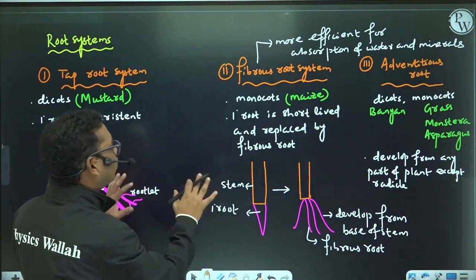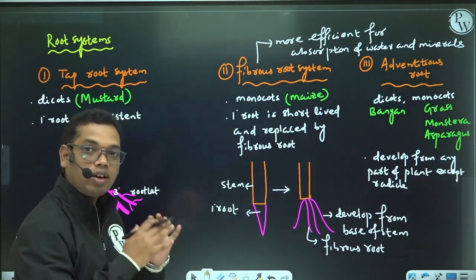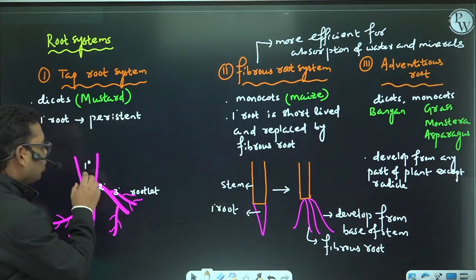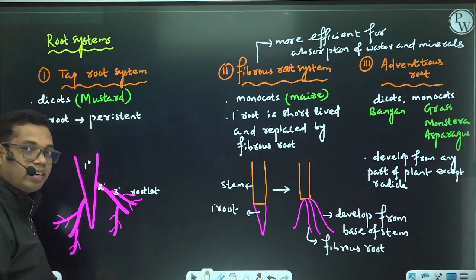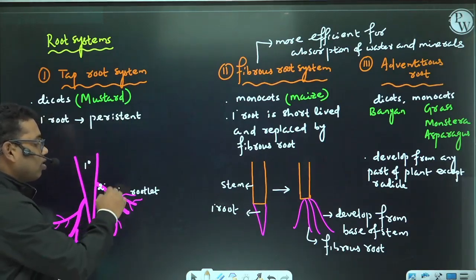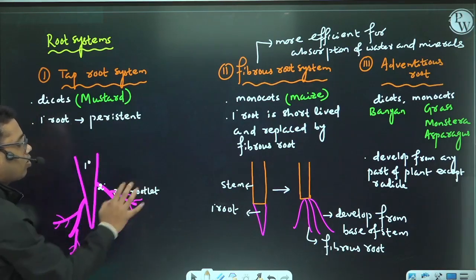Okay, so this was about the root system. Let me repeat: if the primary root which is formed from the radicle is persistent and it produces a number of branches, that will be called the taproot system.